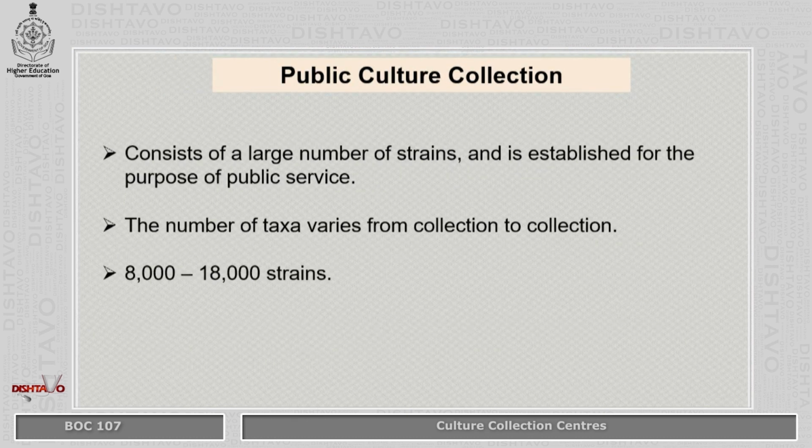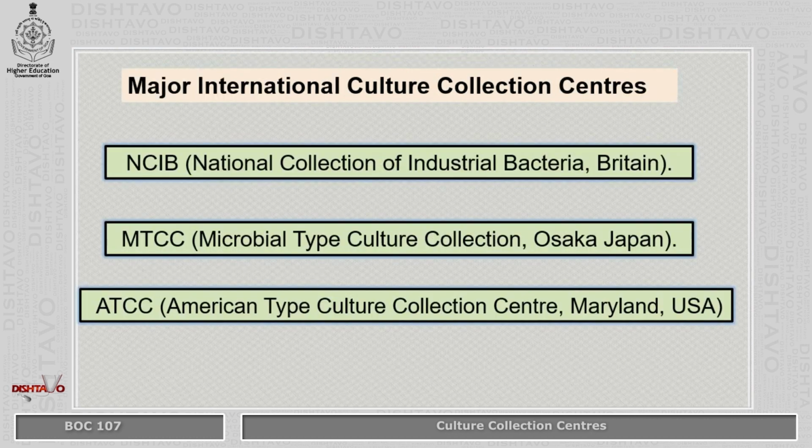Last, we have public culture collection. It consists of a large number of strains which is established for the purpose of public service. Here, the number of strains varies from 8,000 to 1800,000. These are some of the major international culture collection centers around the world.